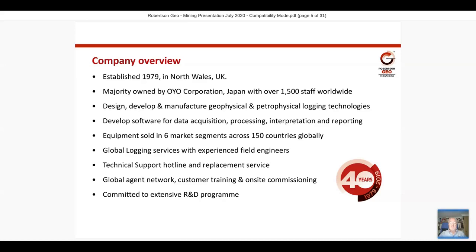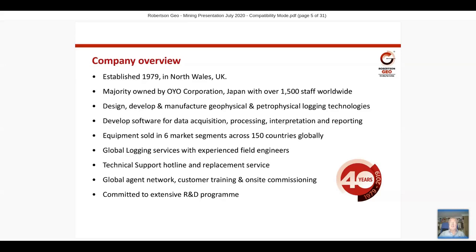We have a technical support line and replacement service 24/7, so that we can provide continuous technical support from very experienced geophysical and technical engineers who can conduct troubleshooting remotely. Around the world, we have a global agent network.